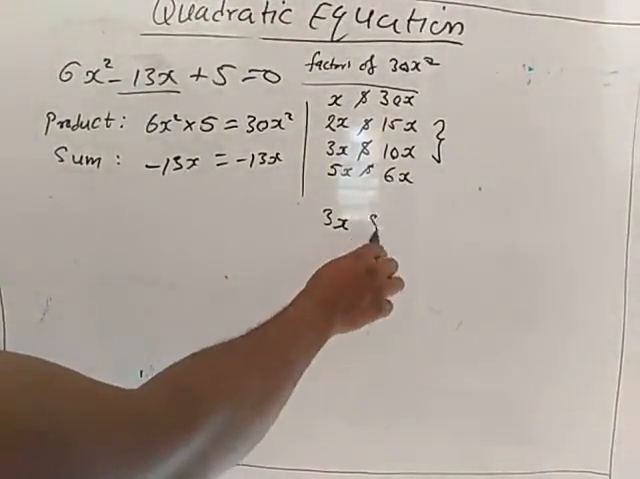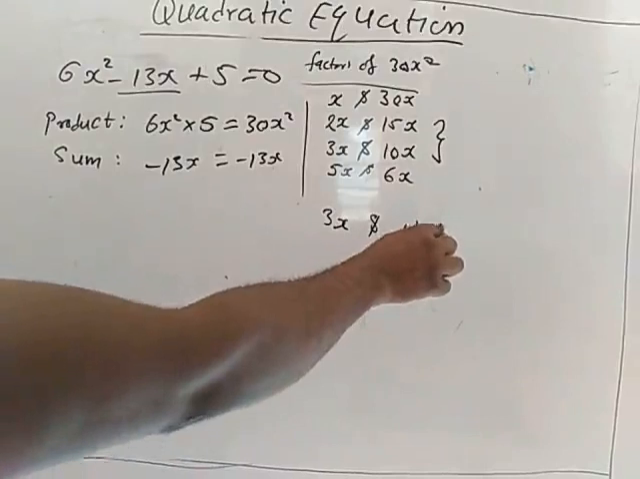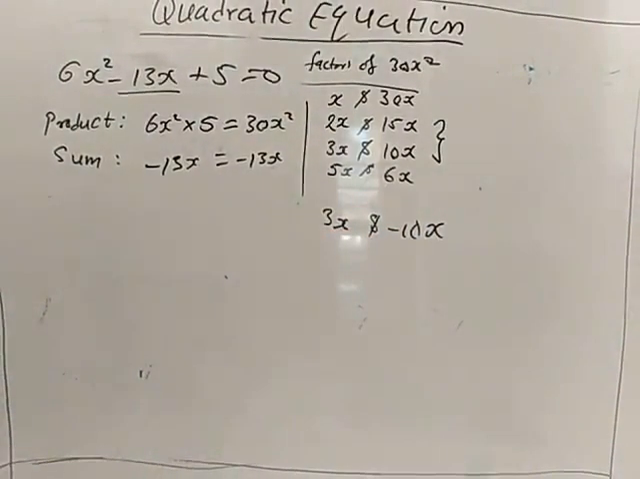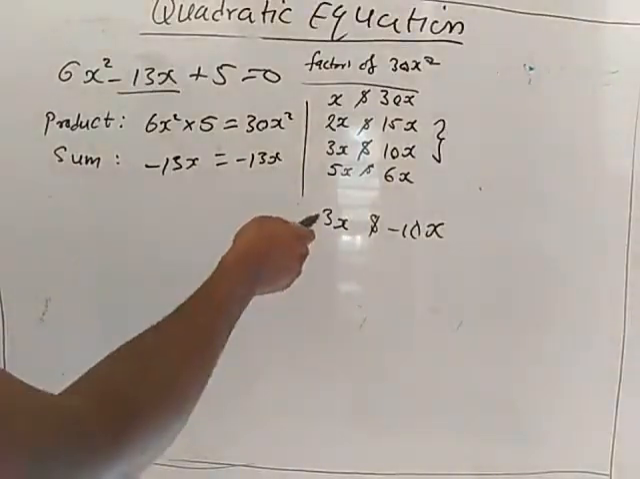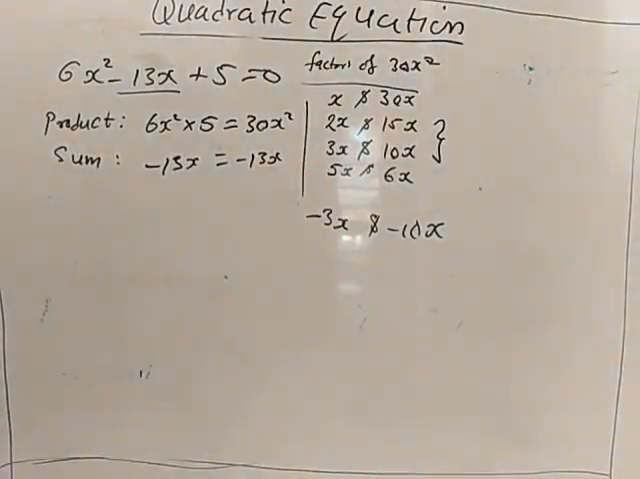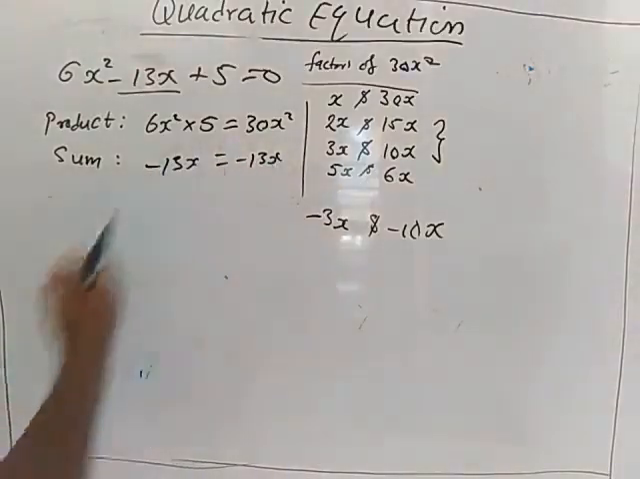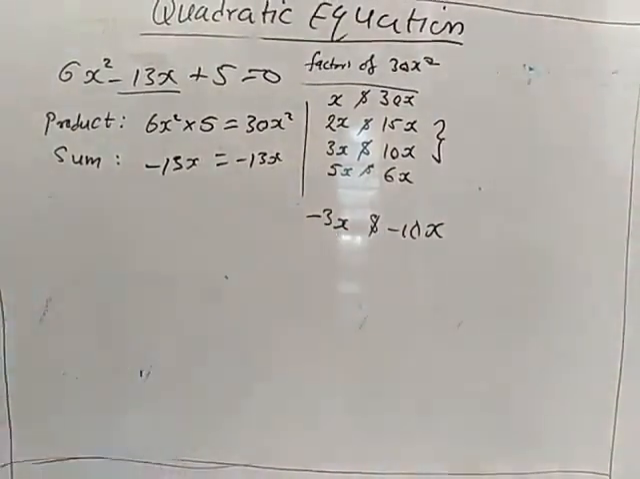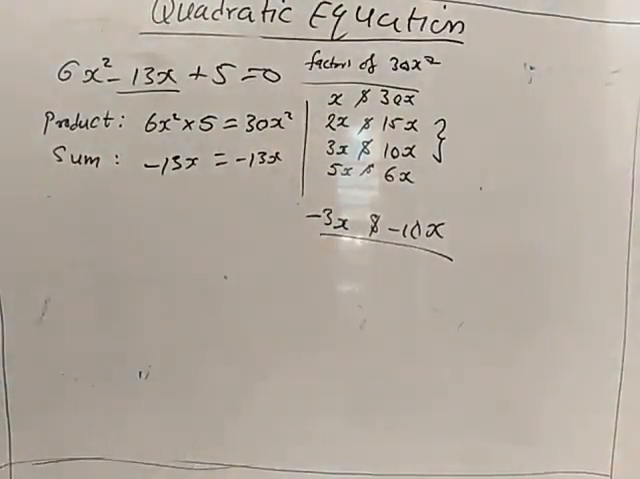So since that one is disqualified, let us look at the next one. 3x and 10x. Now, let us put minus in front of this one. If we add this one together, then we definitely have minus 7x. But if we put minus in front of this one as well, then if we add them together, we have minus 13x. And if we multiply them together, our minus times minus will give us what? Plus. Therefore, this one is the suitable one.